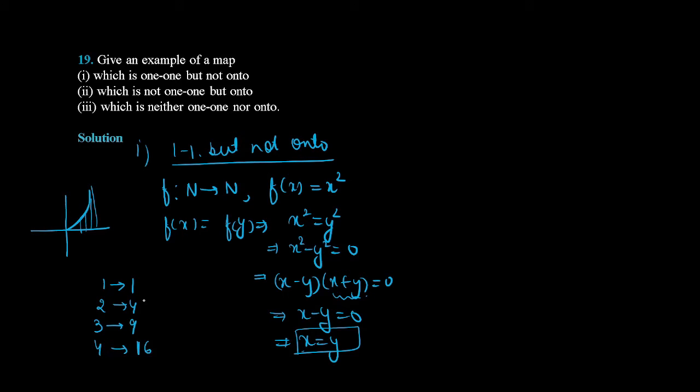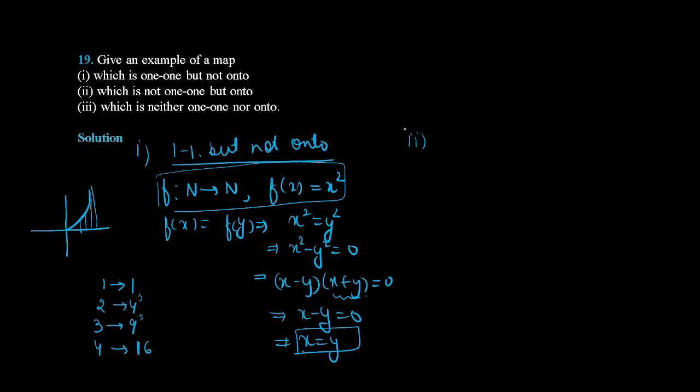Okay, so what about the odd numbers? There does not exist any pre-image for 3, any pre-image for 5, any pre-image for 16, right? So that means there is no pre-image for all the odd numbers, that is for the 2n plus 1 numbers. So that means this is not an onto function. This is the example of a one-one function but not an onto function.